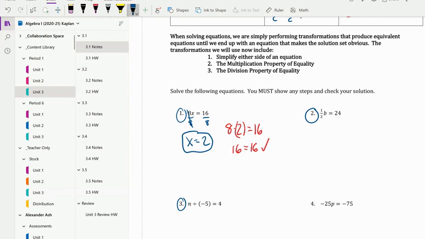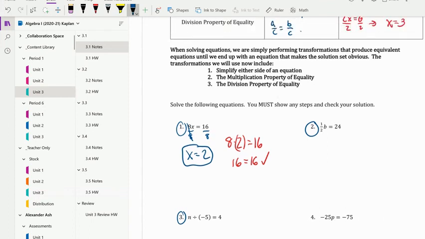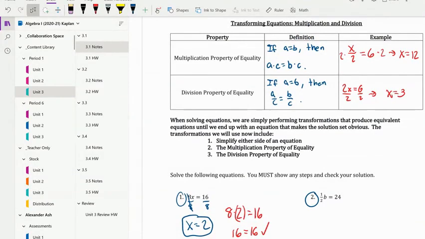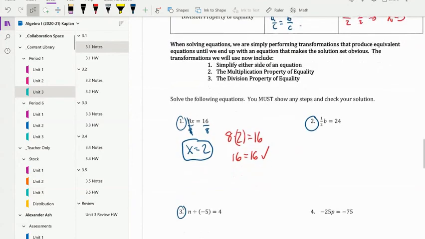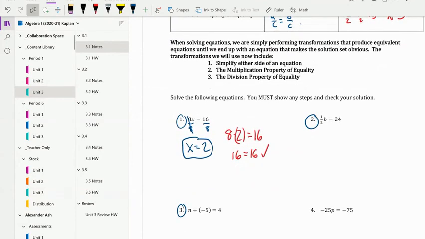1/2 b equals 24. Well, this is one where you can think of this in a couple of different ways, and this is why, similar to how addition and subtraction are essentially the same thing, if subtraction is just adding a negative, hopefully we recognize that dividing is just multiplying by the reciprocal. So you can handle this a couple different ways.